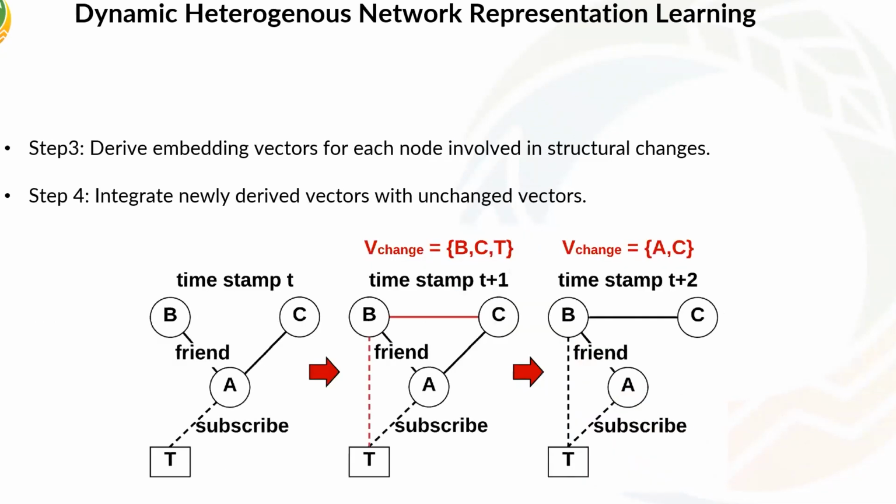And in the third step, we derive the embedding vectors for each node involved in the structure changes. And in the last step, we integrate newly derived vectors with unchanged vectors. And by doing that, we can get the up-to-date embedding vectors of all the objects at one particular time step.